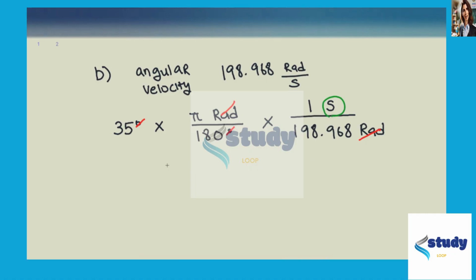So if I plug this into my calculator, I will get approximately this value here, 10 to the negative 3 seconds. And considering that we were given only 2 significant figures, our answer will be this.